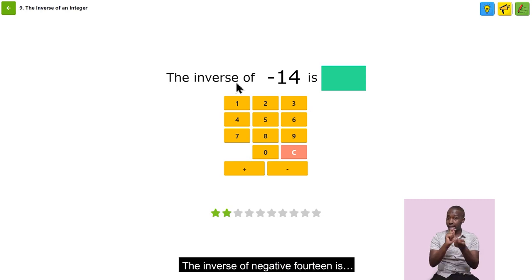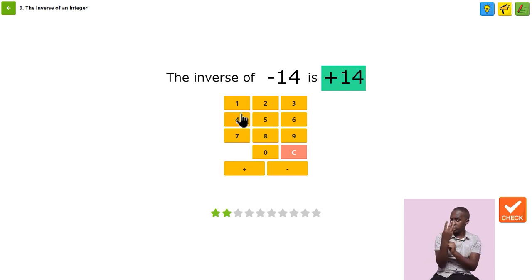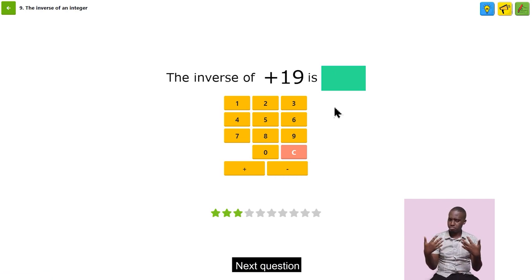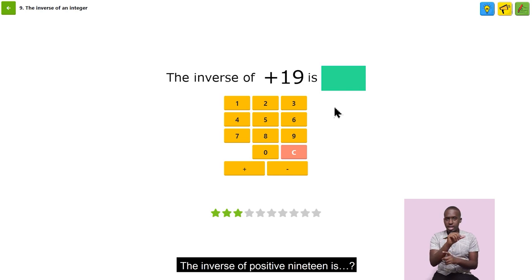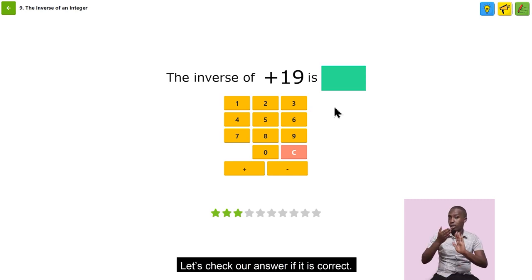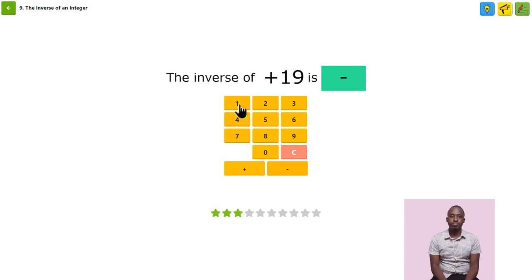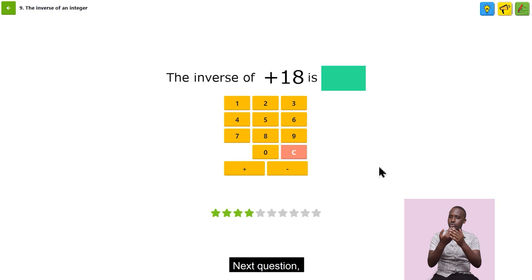The inverse of negative 14 is positive 14. Let's check our answer. Wonderful. Next question. The inverse of positive 19 is? What is the answer? Quickly. Let's check our answer if it is correct. Negative 19. We check. Good. Next question.